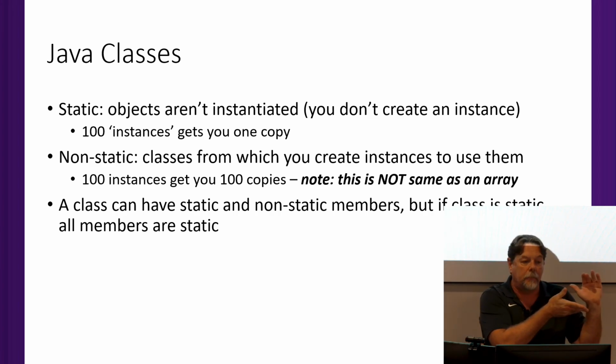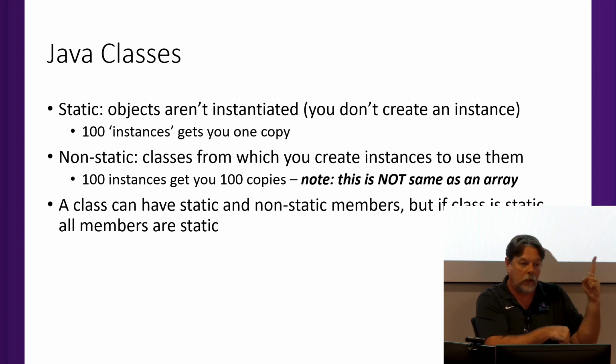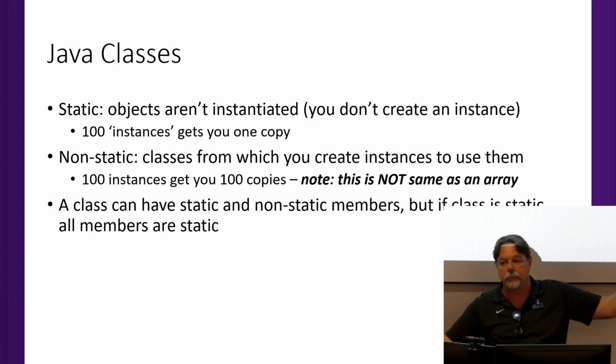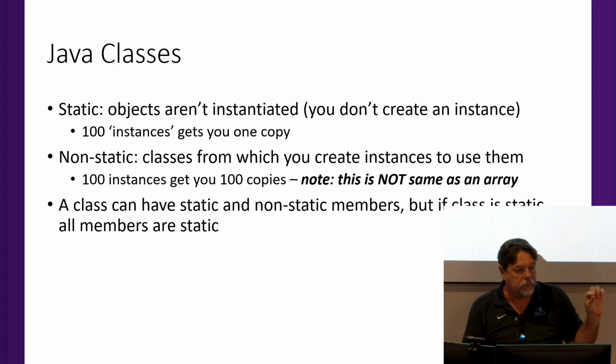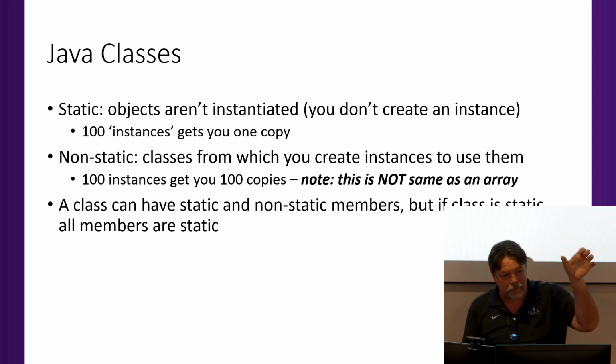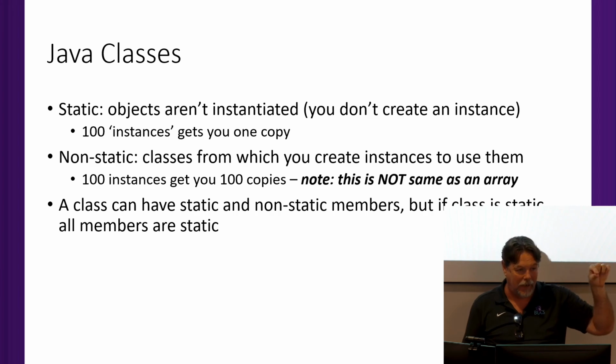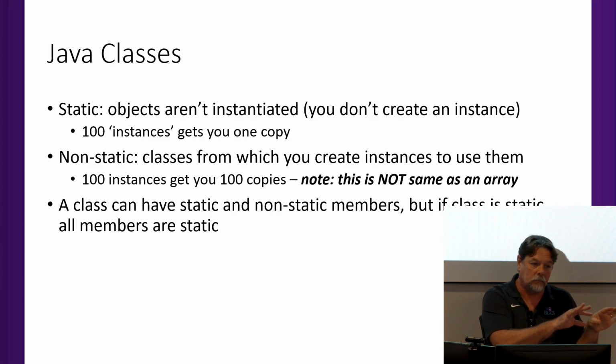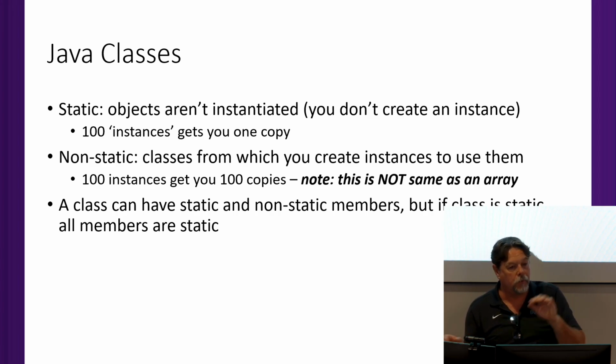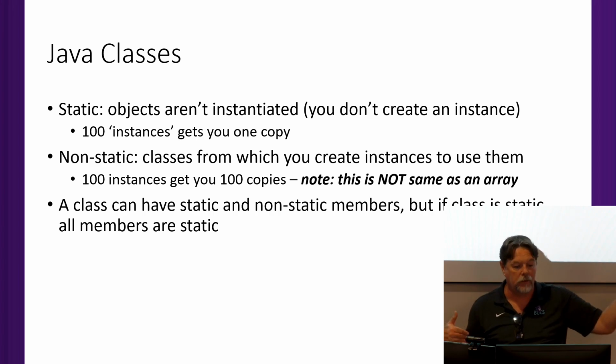The portions of the object that are static, there's only going to be one of those. No matter how many copies of the object you have, there's only going to be one of those pieces of the pie. So Java will figure that out. The trick is, syntactically, if you say public static class, you've said that the class is static. Now everything in the class is static. If you just say public class, some of the stuff could be static, some of the stuff could be non-static. But if you say the class is static, everything in there is static.